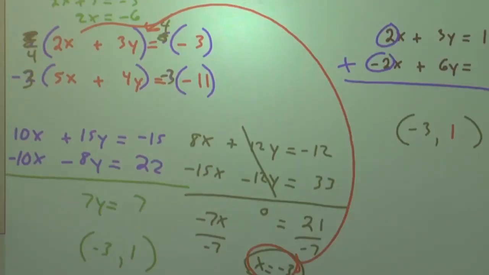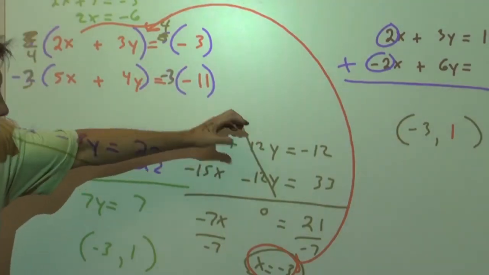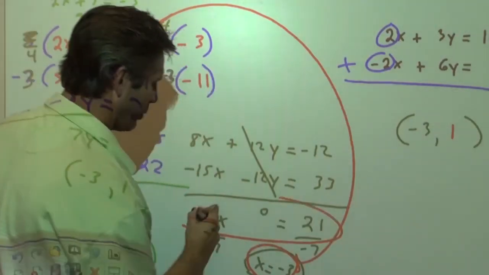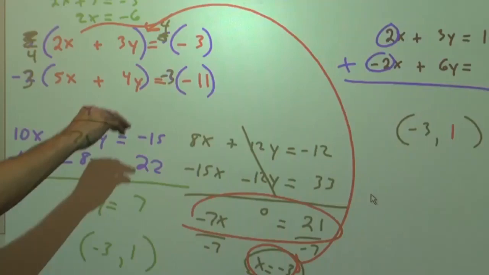So at any rate, it doesn't matter which variable you eliminate. Just do good math, multiply both sides by the same number, create opposite coefficients for x or opposite for y, because then when you add the equations together, you are left with one equation with one unknown in it, and that's the key to solving systems.